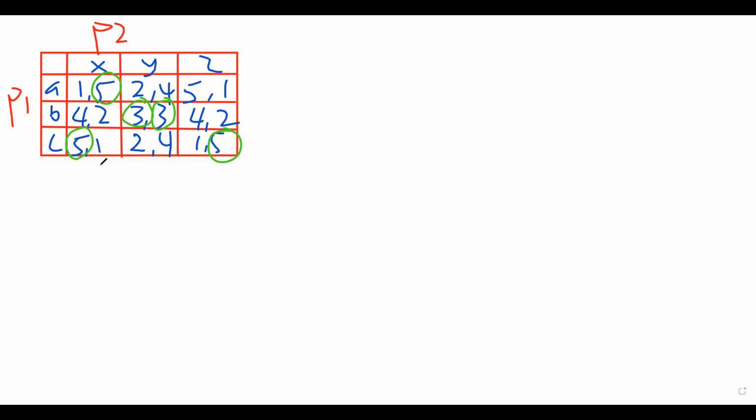Last one, if player 2 goes for Z, player 1 will go for what? If 2 goes for Z, 1 will go for A. That's correct. A will give him 5. Exactly. So when you have done this, you are sorted. You are done.